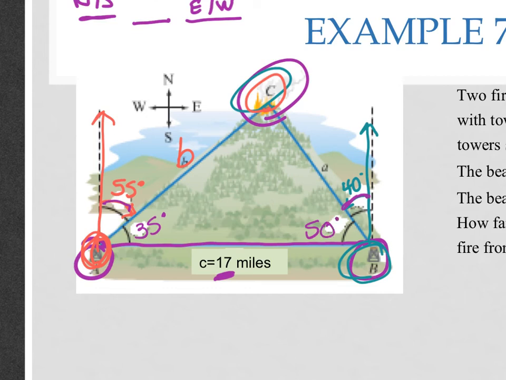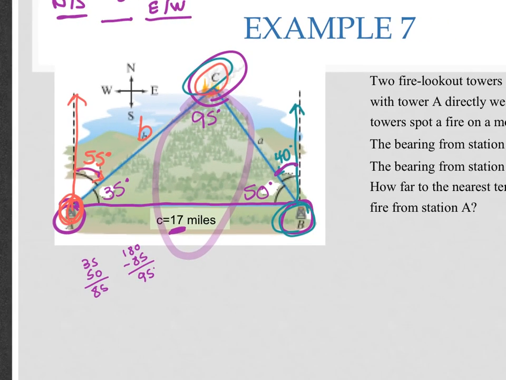Then I can subtract it from 180, right? 35 and 50 is 85. 180 minus 85 is 95 degrees. Now I've got one completed ratio in C. So I can say 17 over the sine of 95 equals B over the sine of 50. And then cross multiply and divide. So 17 times the sine of 50 divided by the sine of 95.